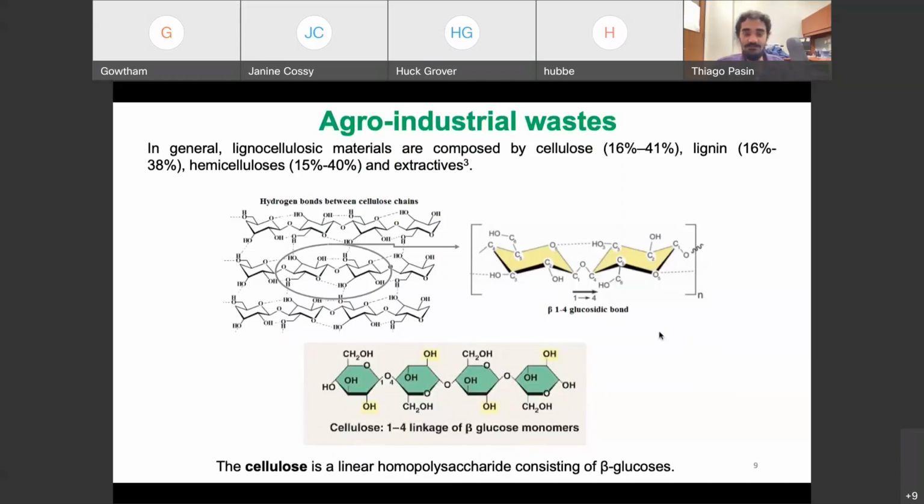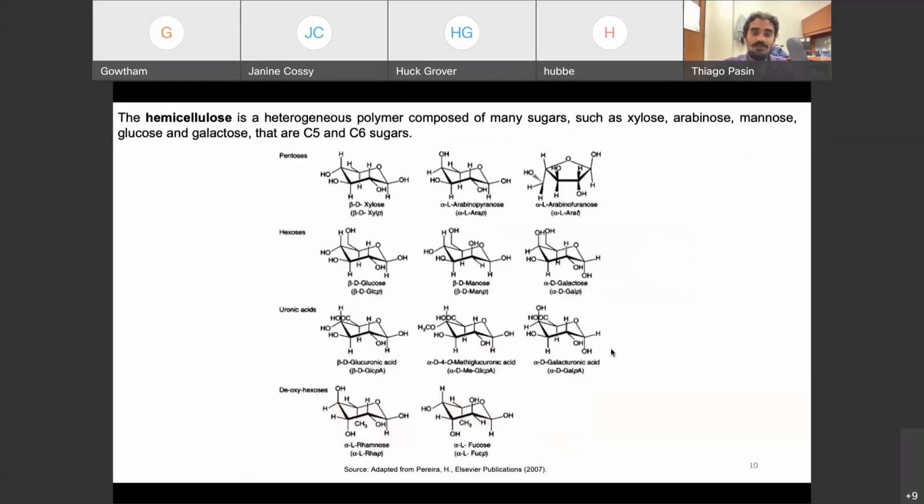Agroindustrial waste in general is composed of lignocellulosic materials, which comprise cellulose, hemicellulose, and extractives. The cellulose is a linear homopolysaccharide consisting of beta-glucose. As we can see here, it is a pretty simple structure of only beta-glucose linked by 1,4 linkages. So it's a homopolysaccharide.